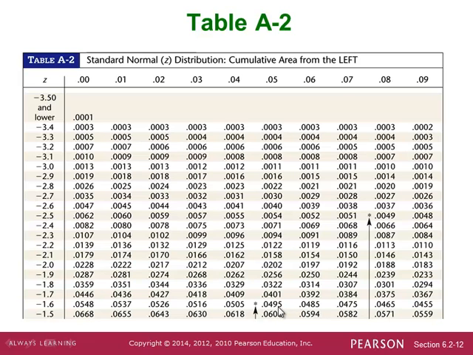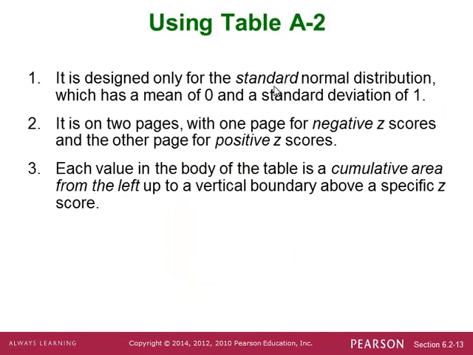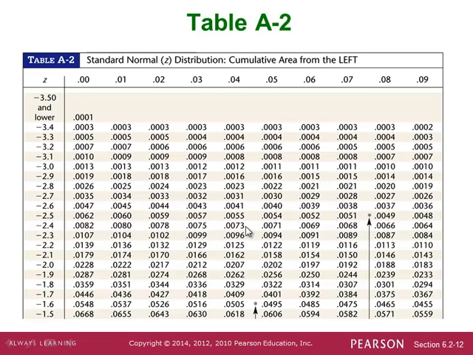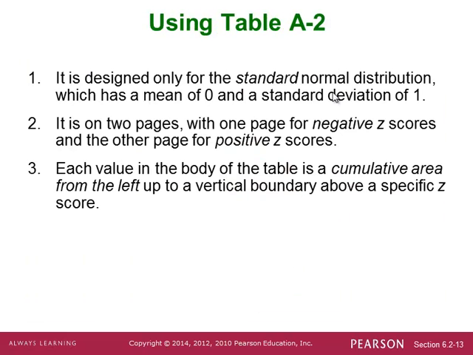Or this 0.0495 is associated with the z-score of -1.65. Now, what do those decimals mean? Let me go back here. What do these mean? These are probabilities. These are areas under the curve to the left, from the left, to the left of the z-score out to -infinity.